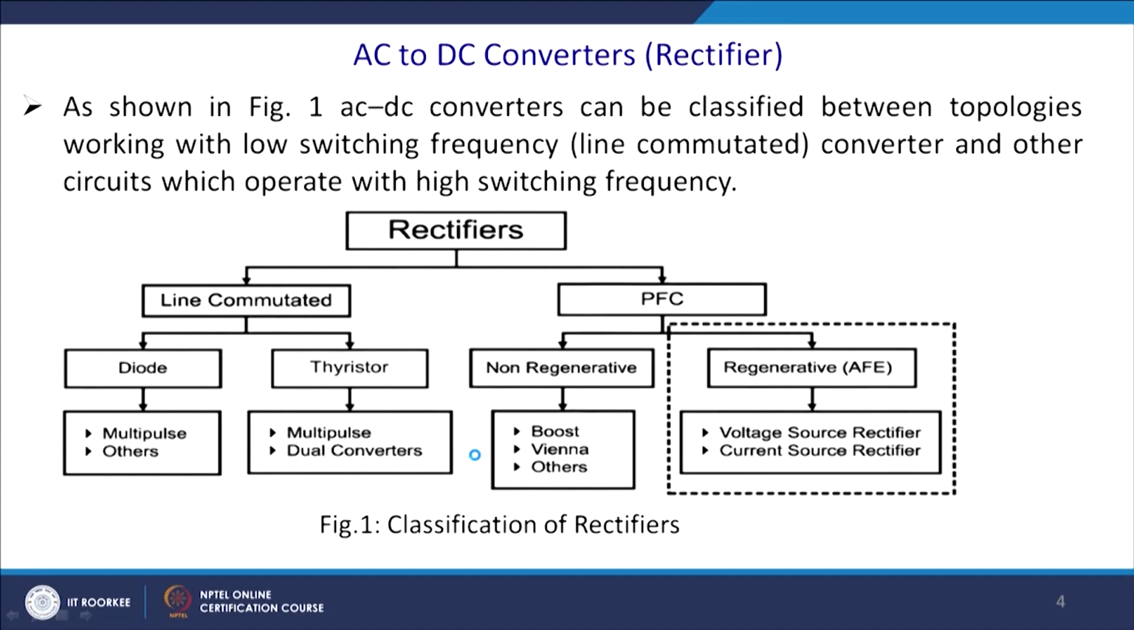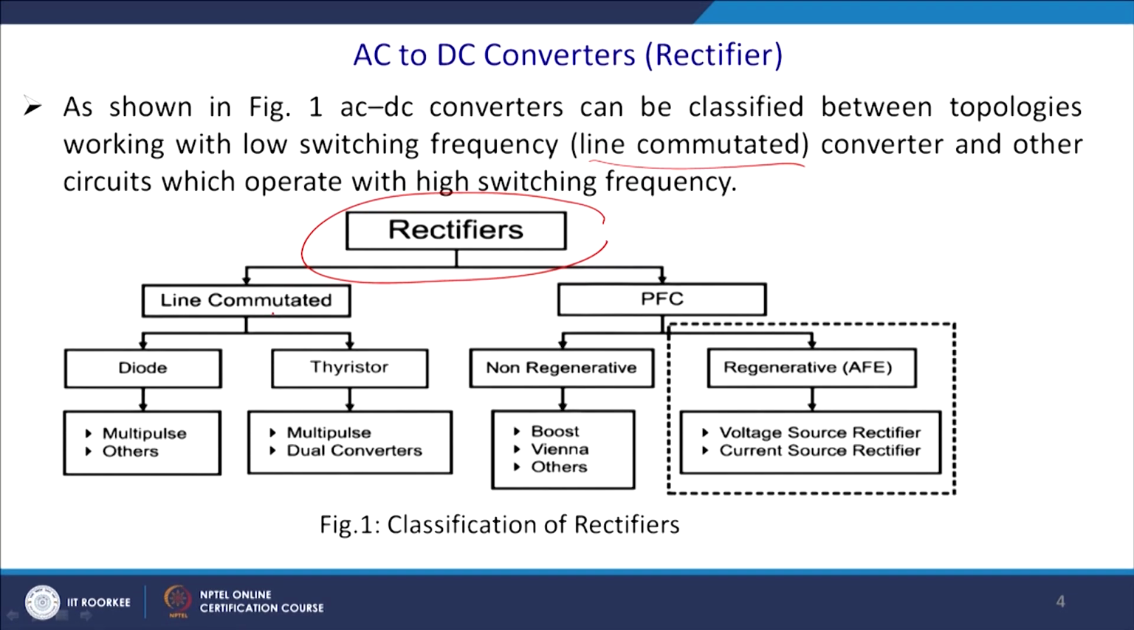As shown in figure 1, AC to DC converters can be classified between the topologies working on low switching frequency, these are line commutated, mainly thyristor driven converters, and other circuits that operate at high switching frequency like IGBT and maybe silicon carbide MOSFET. So, this is a rectifier.